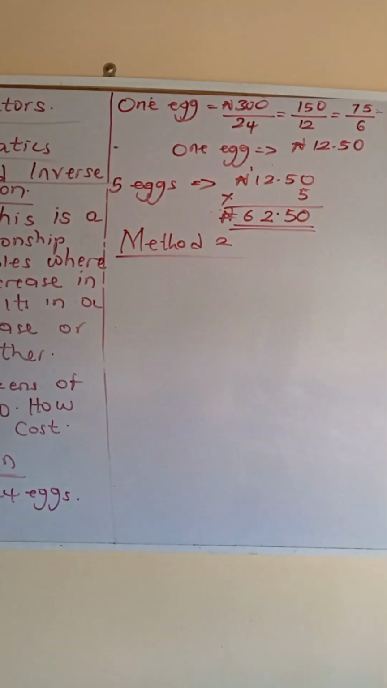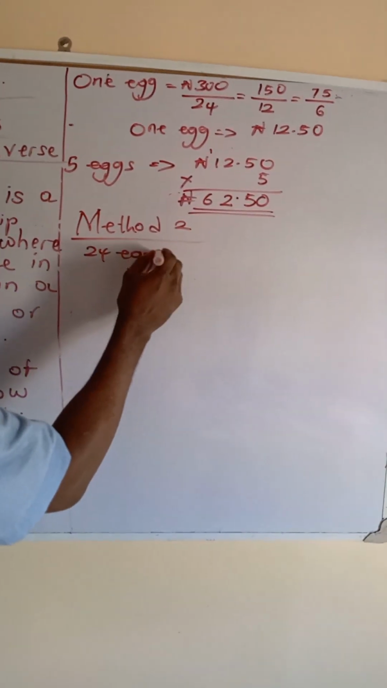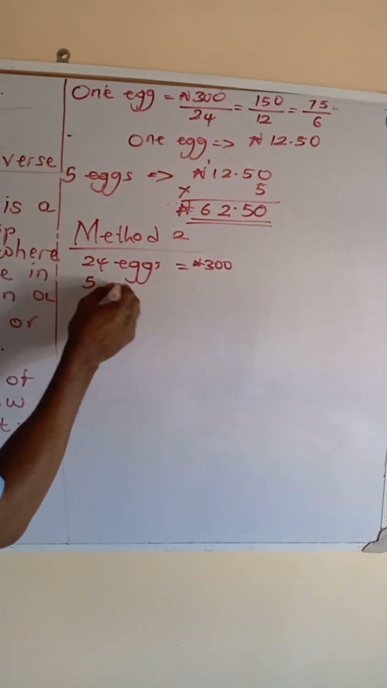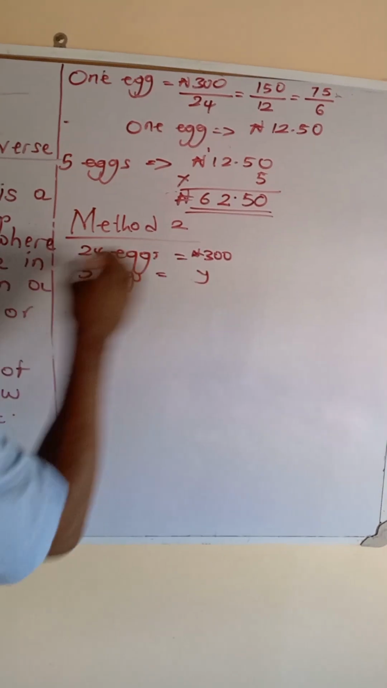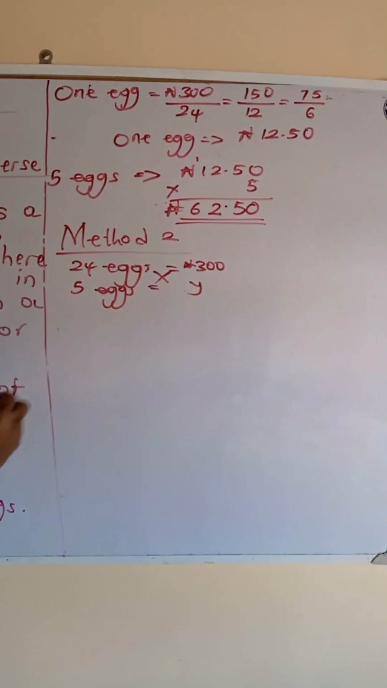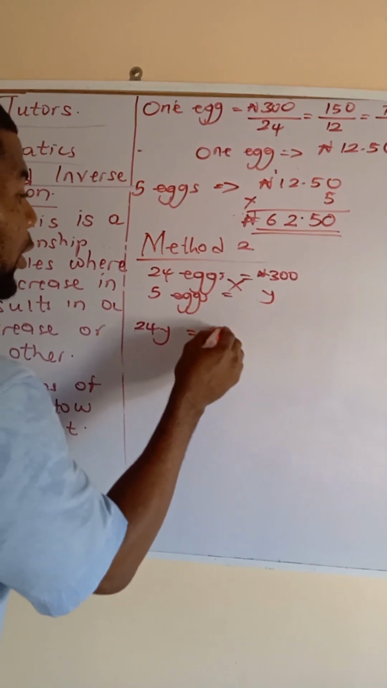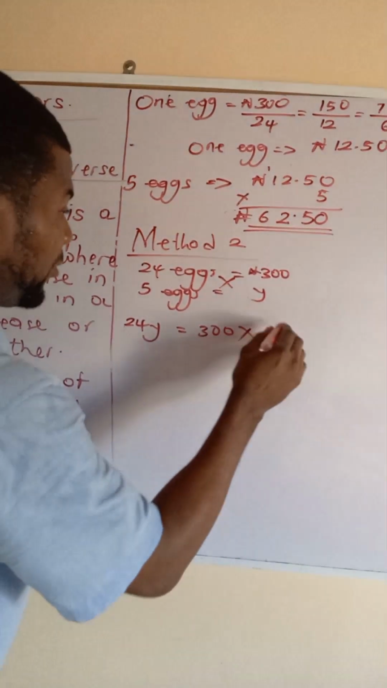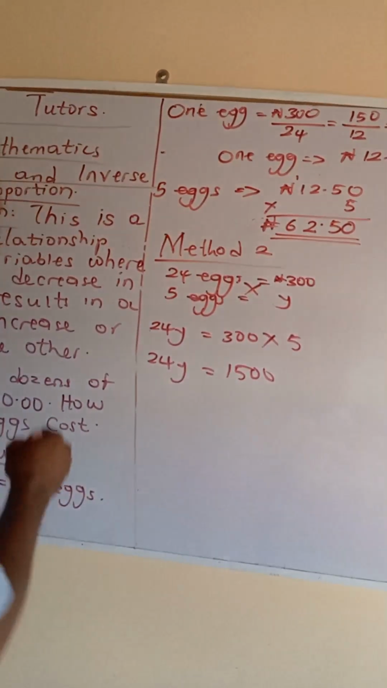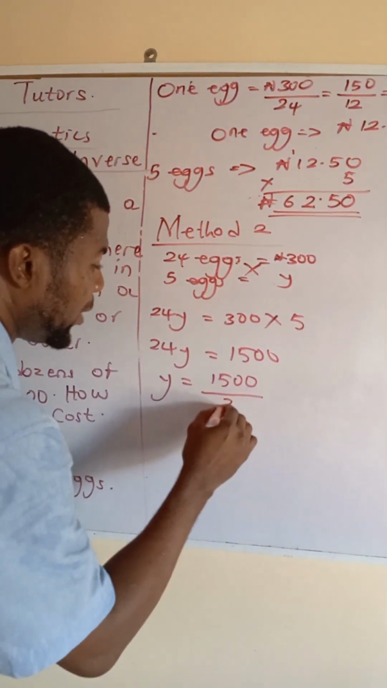In method 2, 24 eggs, which is 2 dozens, equals 300 naira. 5 eggs equals y, because we want to know how much 5 eggs will cost. Cross multiply. It's going to be 24y equals 300 multiplied by 5. 24y equals 1,500. Y will give me 1,500 divided by 24.